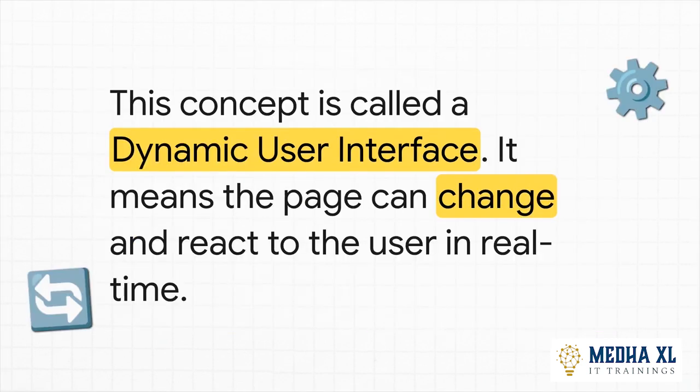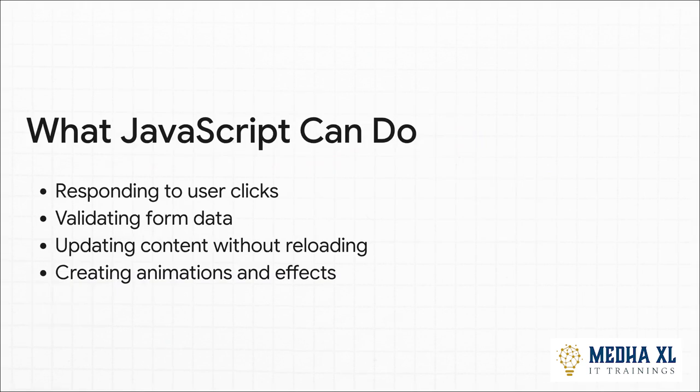And you know, in the web development world, there's actually a fancy term for this. It's called a dynamic user interface, or just dynamic UI. All it means is that the page can change and react to you in real time, and that's the source of JavaScript's power. So what else is part of this whole dynamic UI thing? Well, responding to clicks, like we saw, validating your forms, but also think about your social media feed loading new posts as you scroll down, or an interactive map that you can drag and zoom, or even just those smooth little animations that make a website feel polished. Yep, that's all JavaScript working its magic.